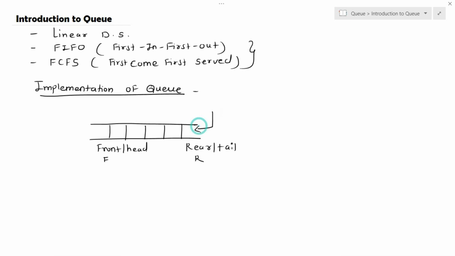Insertion of elements can be done from the rear end and removal of elements is done from the front end. If we want to insert an element, we insert it from the rear end, and if we want to remove an element, we remove it from the front end. The insertion operation is called enqueue. Inserting an element into the queue is called enqueue, and removing or deleting an element from the queue is called dequeue. These are the two important operations of queue data structure.